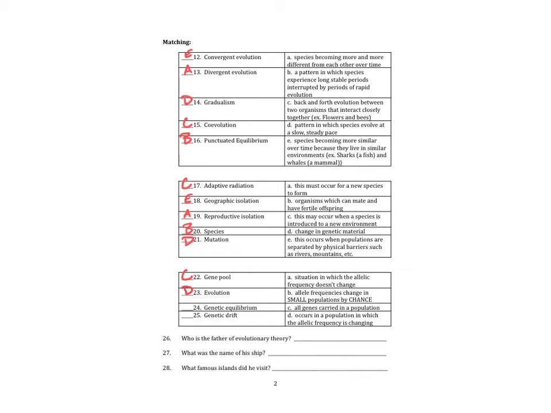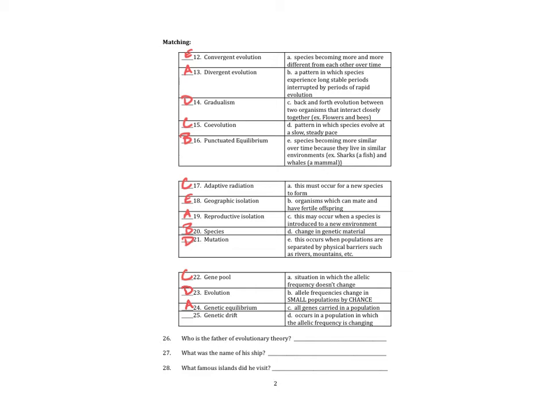Number 24 is genetic equilibrium, and that's letter A. This is when organisms or a population are in a situation in which the allelic frequency does not change. So it's stable. Equilibrium generally means stability. So if you have an example for like mice, if most of the mice are brown and the environment has not changed very much, most of the mice will continue to be brown.